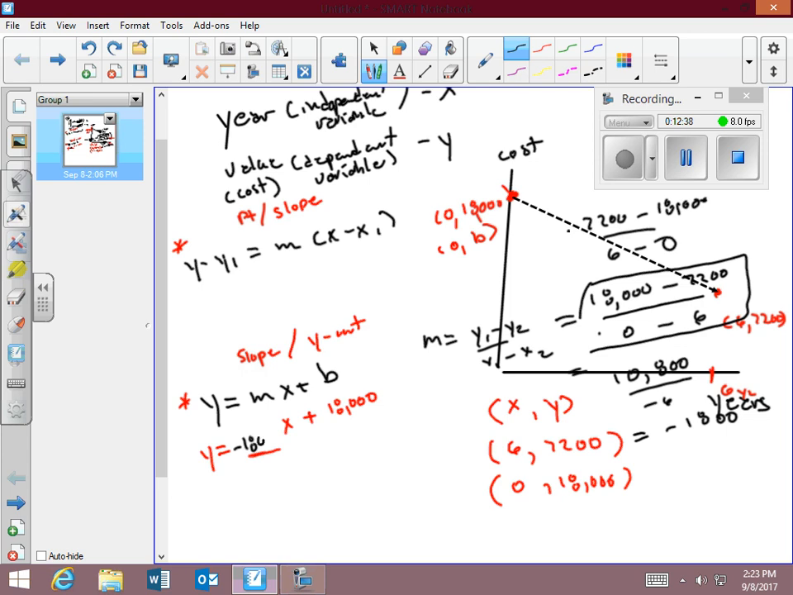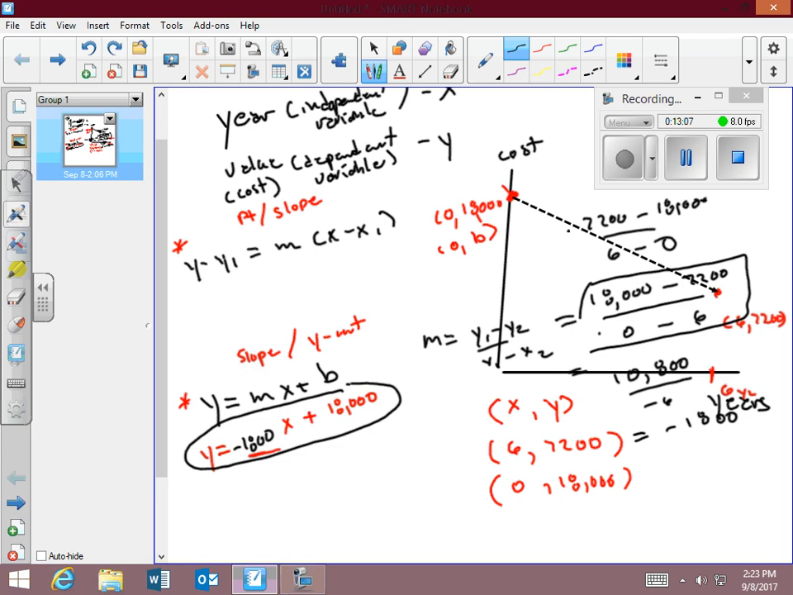Now, 1,800 is telling you what? For every year, the value of the motorcycle declines by $1,800. Is that right? That's what that's telling you. So this is the equation then of the line.